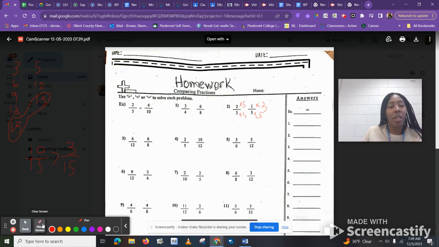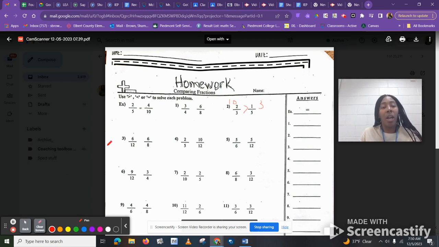And then, of course, I could check it by cross multiplying. So 3 times 1 is 3. 5 times 2 is 10. So 10 is bigger than 3. That lets me know that this fraction is bigger. So my sign would be just like that. All right, let's do number 3.